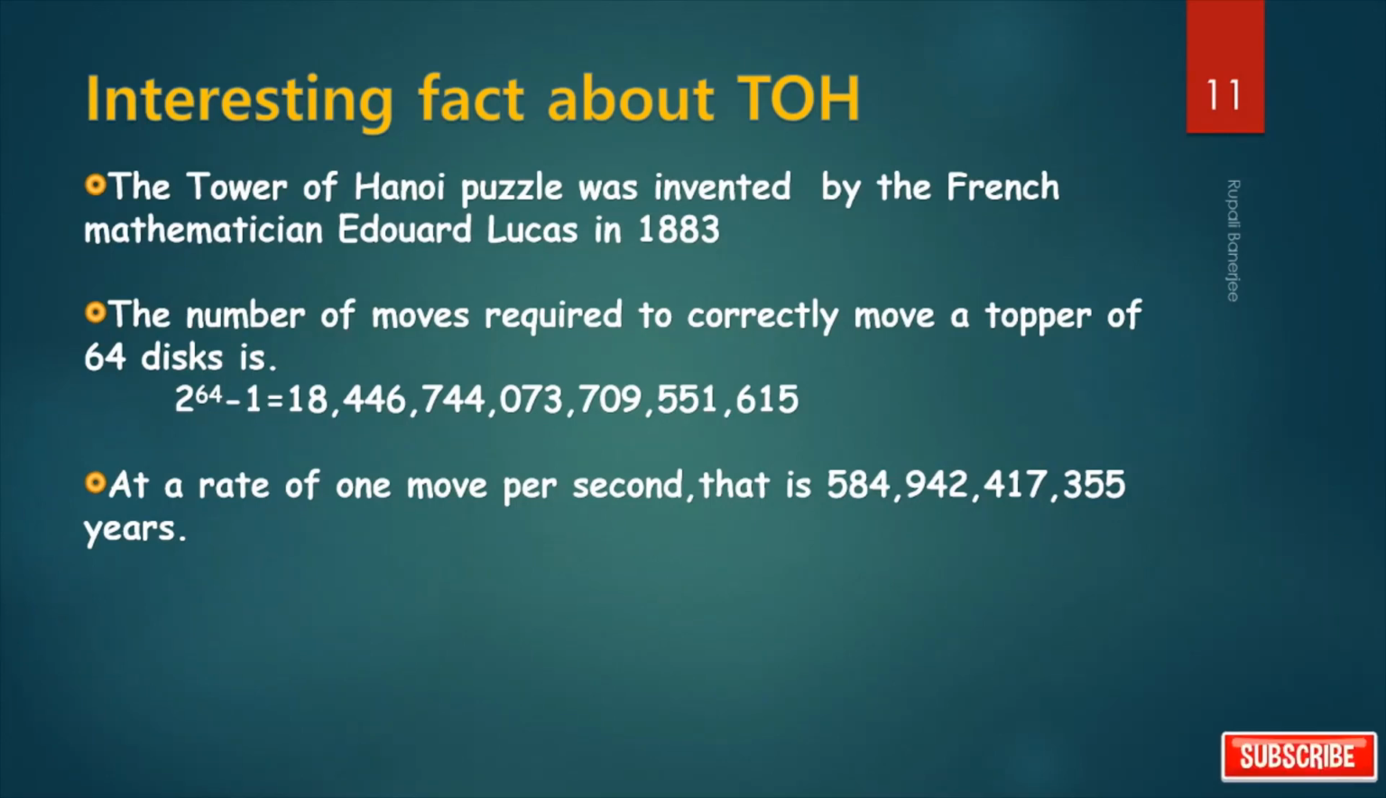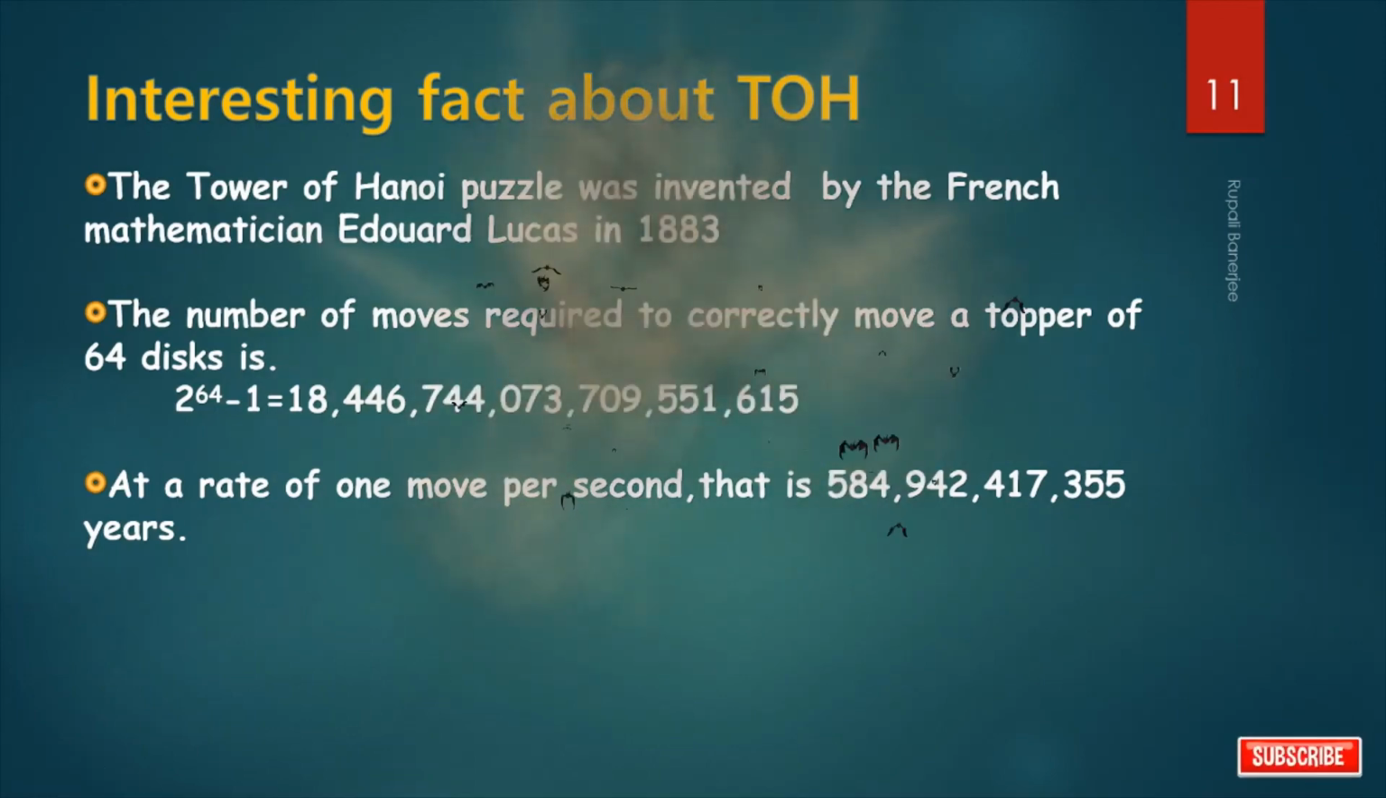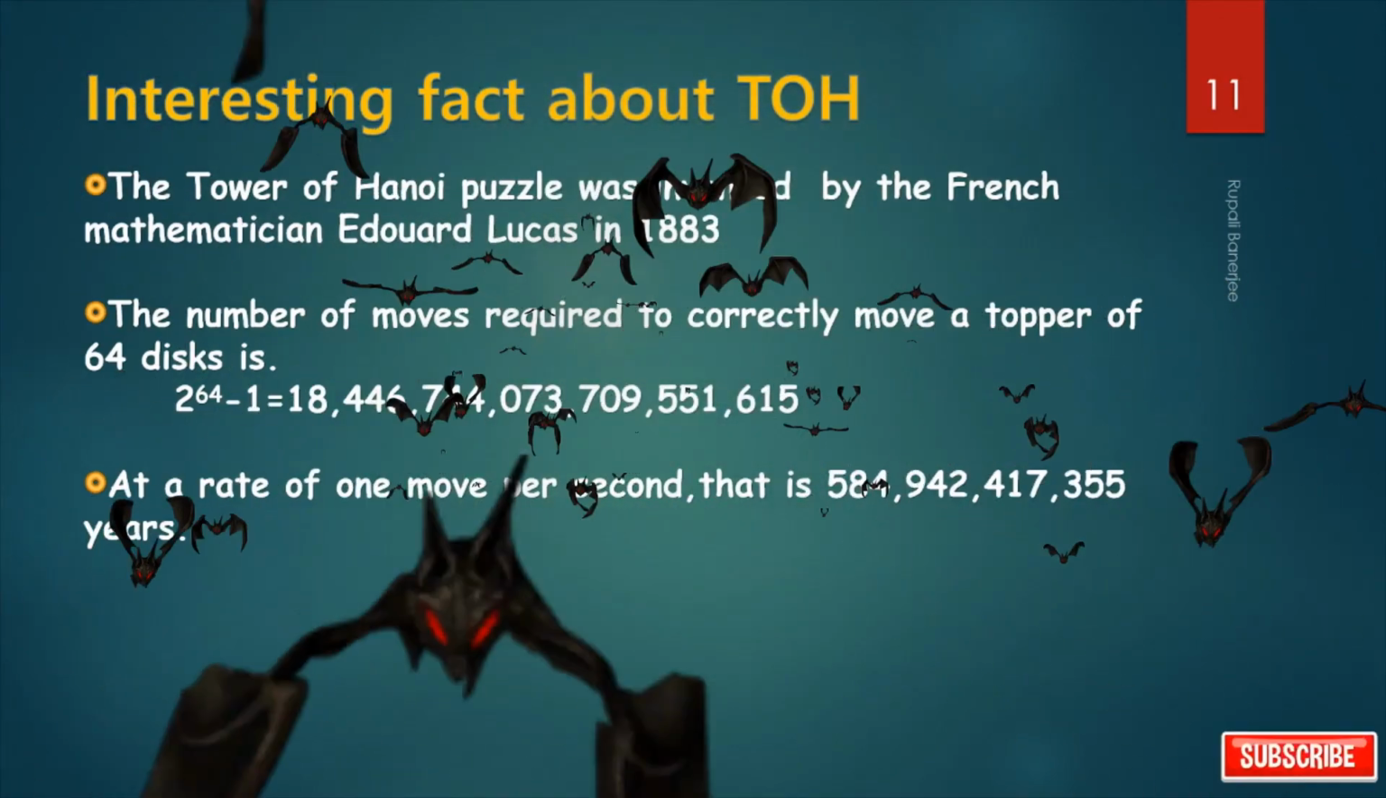So, if there are 64 discs, how many moves are required? It is 2 to the power 64 minus 1. These many moves are required. And if 1 second is required for each move, then this many years are required to complete this puzzle. So this many years are required to destroy our world according to the prophecy.